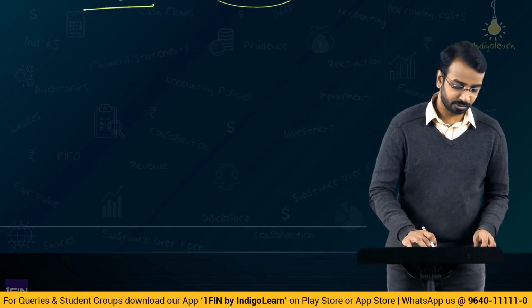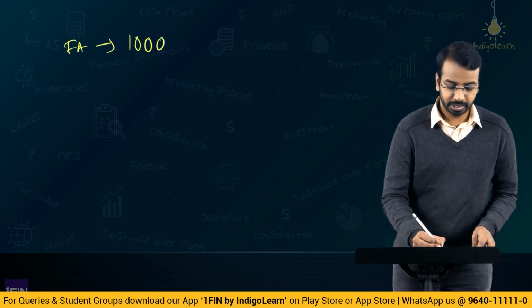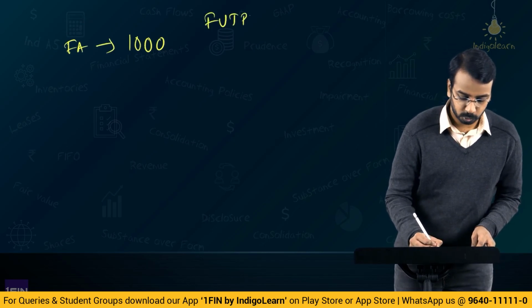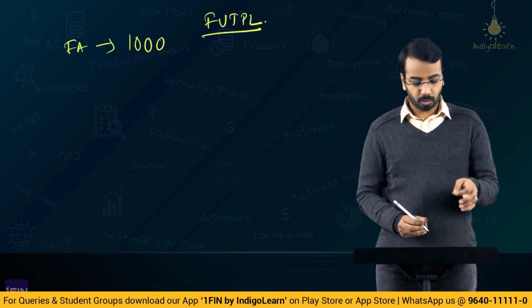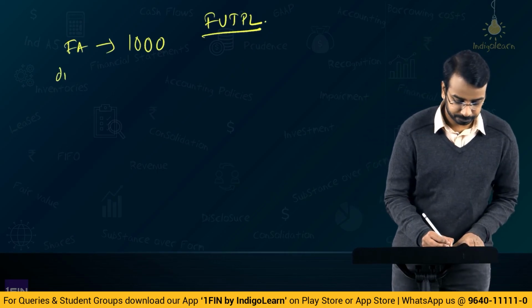For example, what I am trying to tell you here is, let us say you have purchased a financial asset at 1,000. This is measured through fair value through P&L. Okay. Now, on this 1,000 you get dividend.